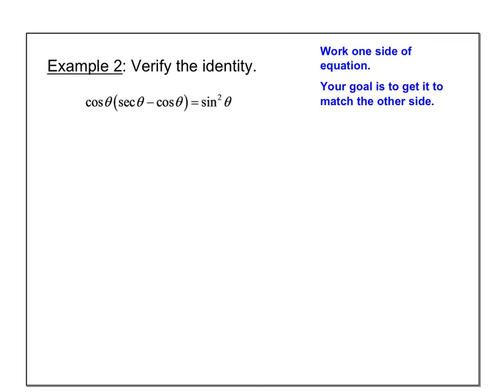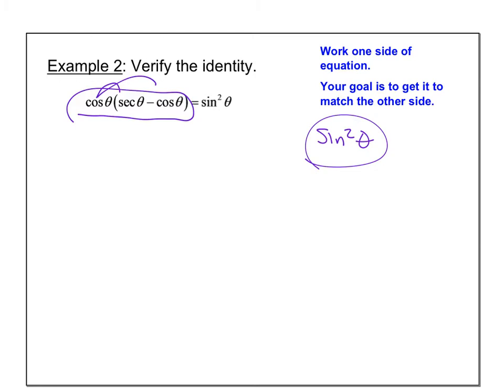So this is not a typical algebraic equation where I'm doing things on this side and on this side, trying to get them equal to each other. What I want to do is operate wholly on this side, and at the end, my last step should look like that side. So I am completely manipulating the left side and trying to make it land on the right side. If I start with this, the first thing I want to do is distribute this. That gives me cosine theta secant theta minus cosine squared theta.